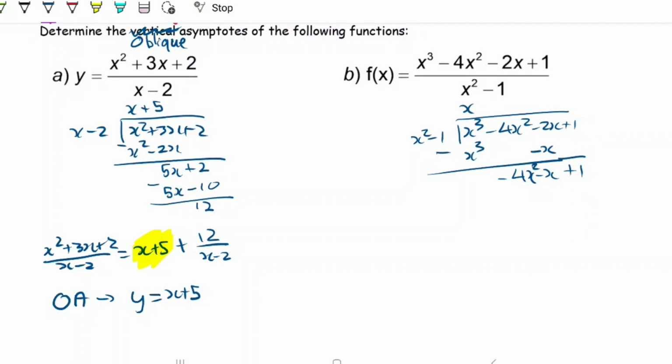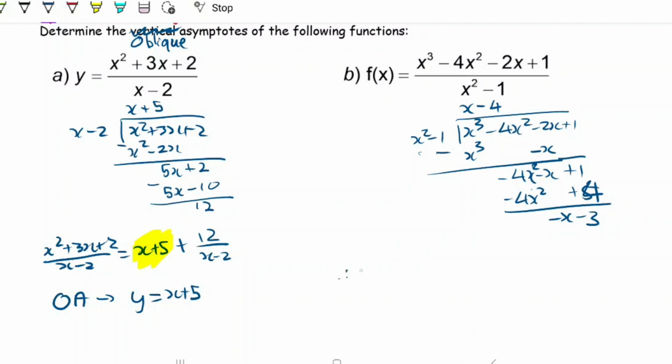And then what we want to do next is to see how 4x squared goes into the minus 4 times. This is minus 4x squared. If we multiply that, that gives us plus 4. And if we go down, we get minus x. And if we try and subtract that, we end up with minus 3.